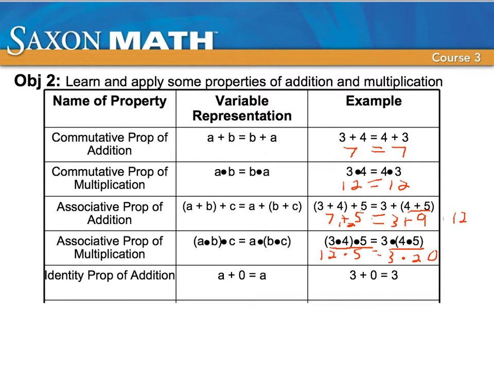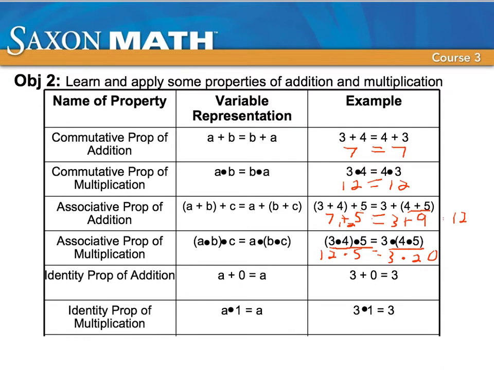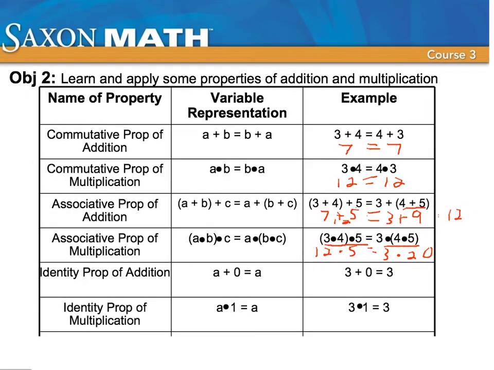Okay, there's also an identity property of multiplication. Now for multiplication, it's the same thing, except we have to think about how do I take a number and multiply it by something to get itself? Well, I take any number times 1, that gives me what I started with. Okay, so the identity property of multiplication says any number times 1 equals itself. So over here we got 3 times 1 equals 3. Any number times 1 equals itself.